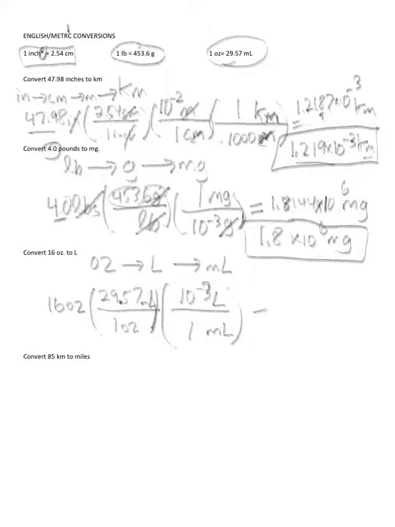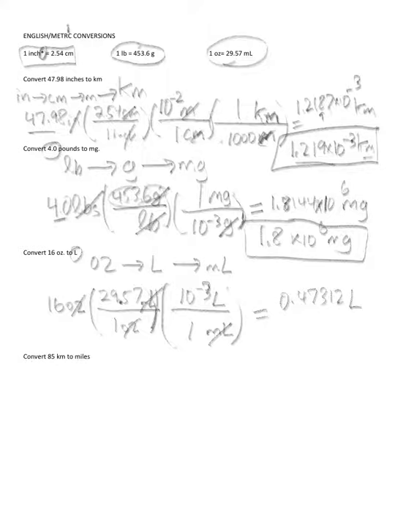So now we can do our calculation. 16 times 29.57 times 1 times 10 to the negative third, and that will give me 0.47312 as the answer on my calculator. Ounces divided by ounces, milliliters divided by milliliters gives me a unit of liters, and that's what we were after.